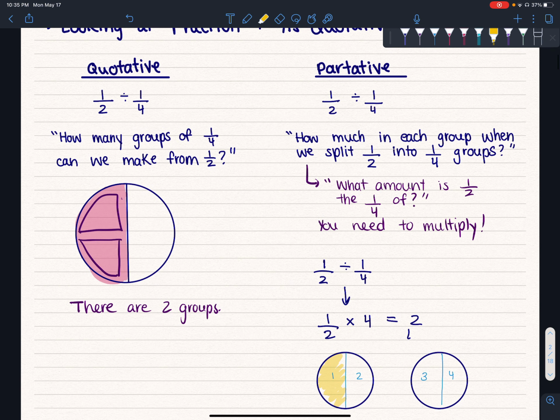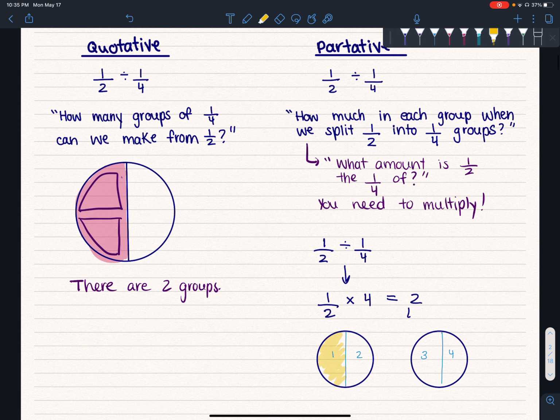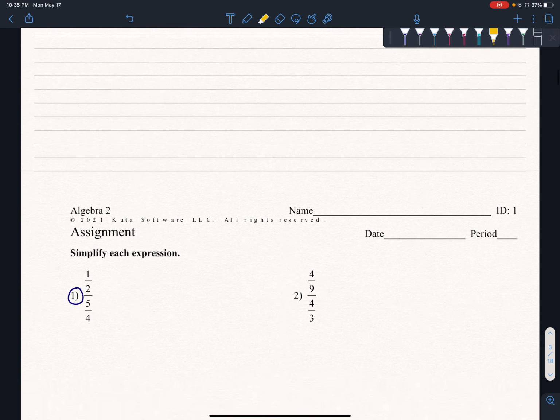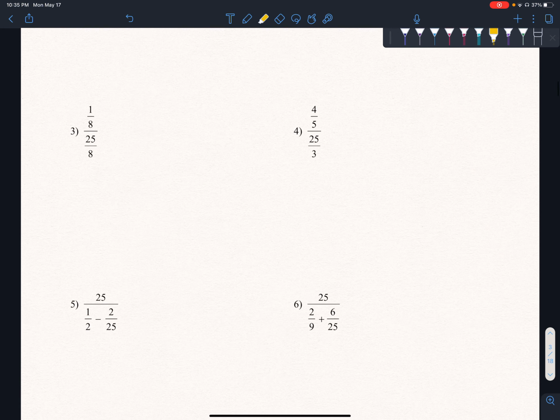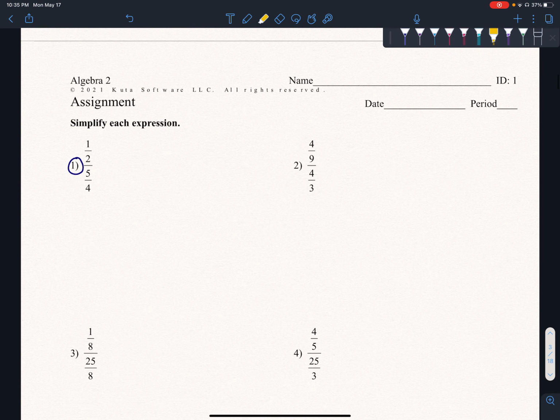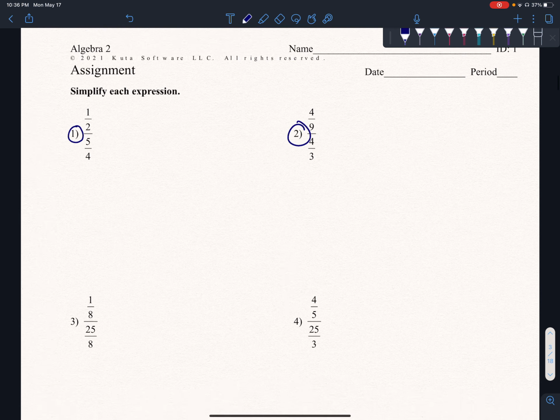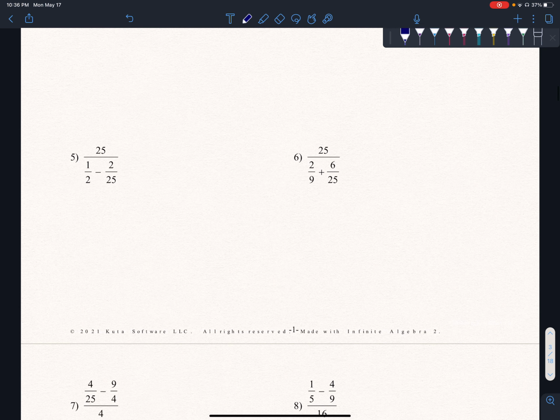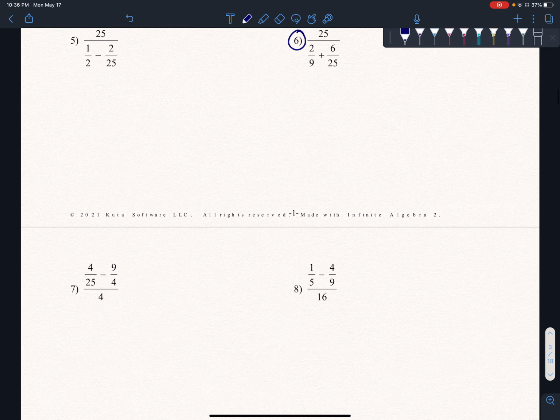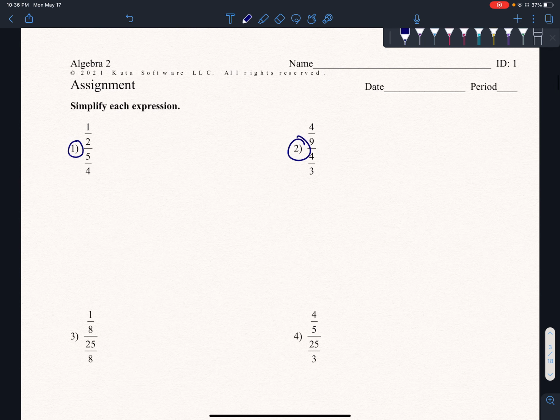So this is really just the conceptual background of fractions and of dividing fractions and what all of that means. So now going into these examples, I'm going to do a couple of these. We'll do one, we'll do two, and then we will do 6, and then we'll see how that goes.